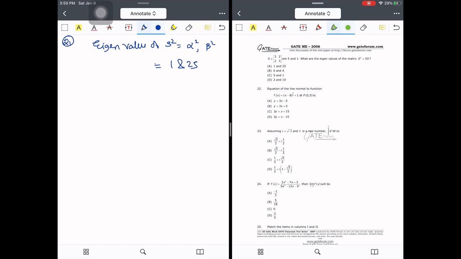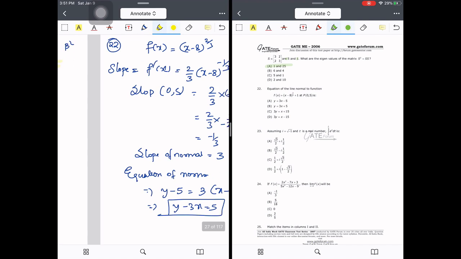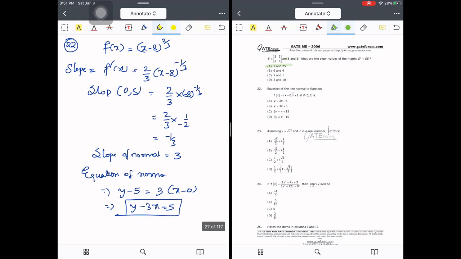Question number 21. It's a simple one. We have to find the eigenvalue for the matrix X square is equal to S. It depends upon a property of eigenvalues. Suppose A is a matrix whose eigenvalues are alpha and beta. If we multiply A with A, that is A square, the eigenvalues become the square of their own values. So if 5 and 1 are the eigenvalues, then their squares will be 25 and 1. Answer will be 1 and 25.